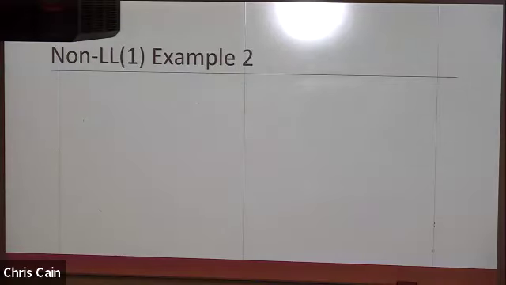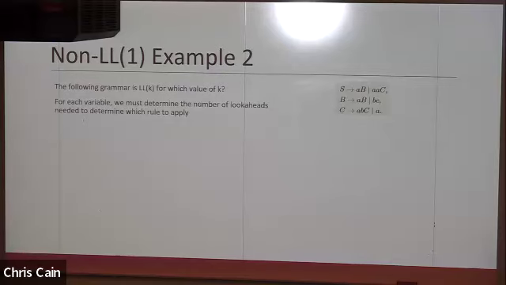let's grab the next example. It's gonna be a little bit of work. But determine the value of K for this grammar. How far ahead of a look ahead do we need to be able to have no conflict in the LL table? And the way you're going to do this is by looking at the number of look aheads. And we need to take the maximum of all of the non-terminals.